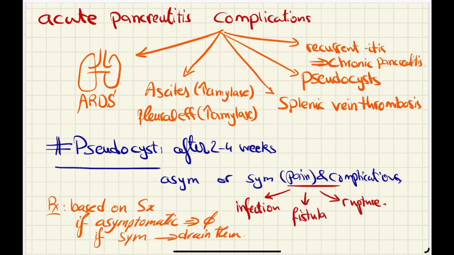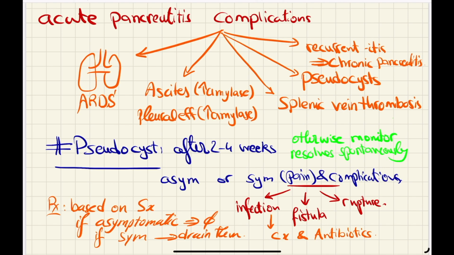And remember, in case of infection, it's harder to differentiate it from pancreatic abscess. So we drain it, we culture the drain, and we give antibiotics. And always remember, if it's asymptomatic, you don't treat it, regardless of the size, regardless of the location. Now let's move to chronic pancreatitis.